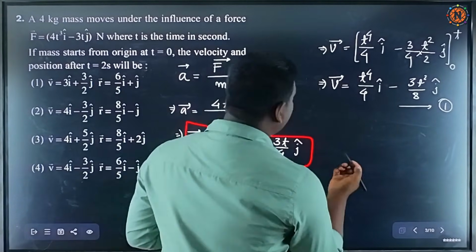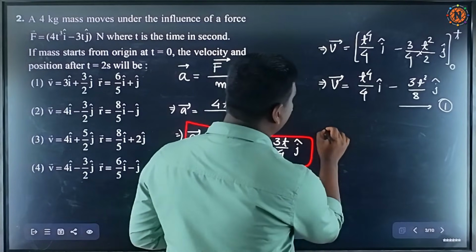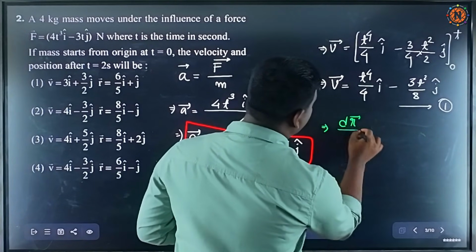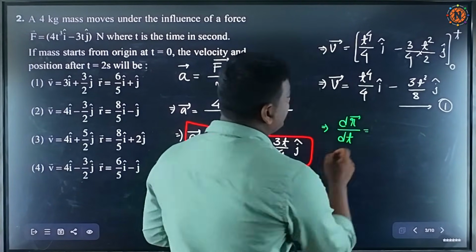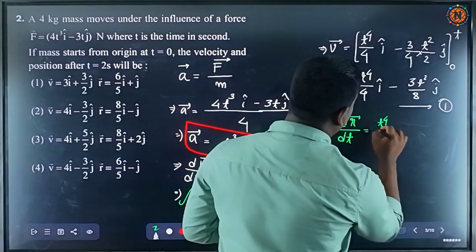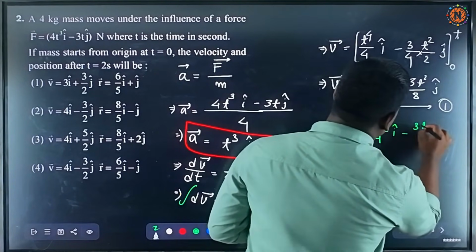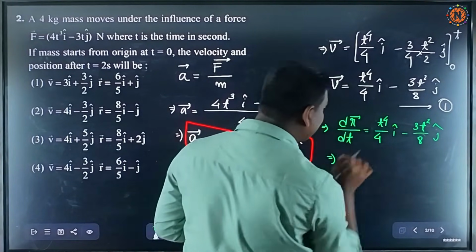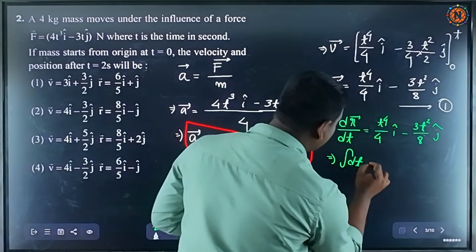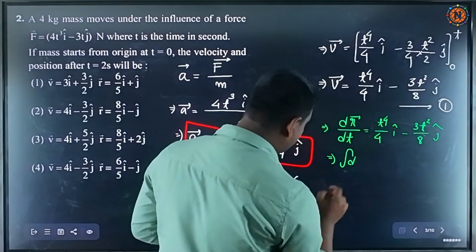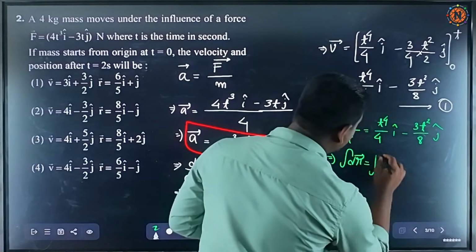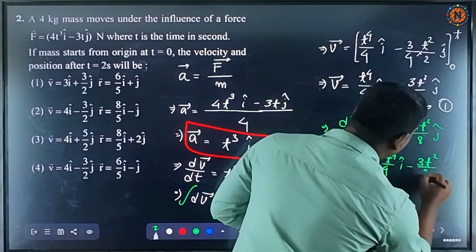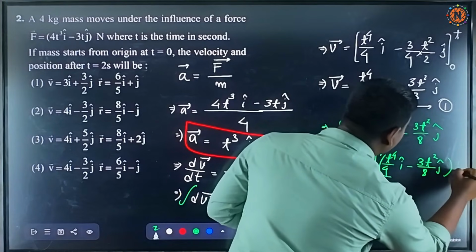Now we need to find the position. For position we also know that v vector is nothing but dr vector by dt. So the right side will remain as it is, t to the power 4 by 4 i cap minus 3t square by 8 j cap. So take dt to the right side and then integrate. Integration of dr vector equals integration of (t to the power 4 by 4 i cap minus 3t square by 8 j cap) dt.